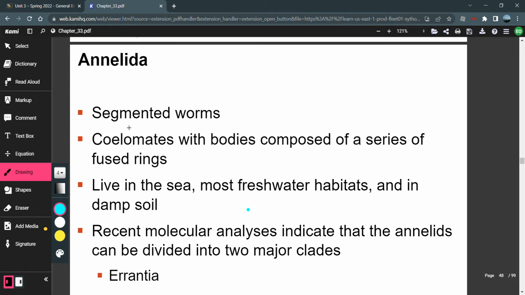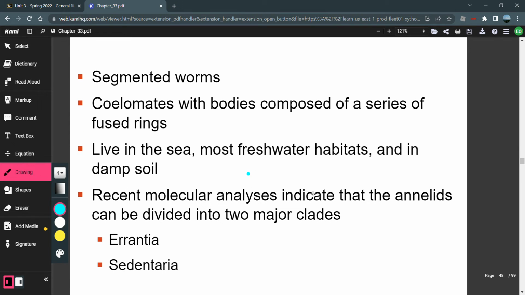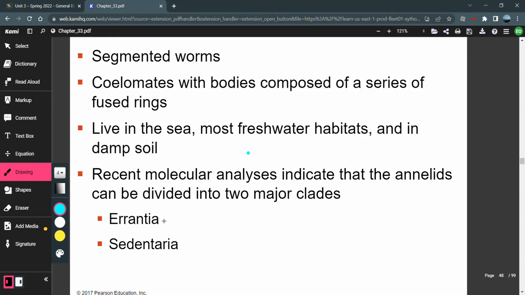So we'll be discussing Annelida, which are segmented worms. They are coelomates with bodies composed of a series of fused rings. Most are aquatic, and some live in soil. They can be divided into two major clades, the Errantia and the Sedentaria.